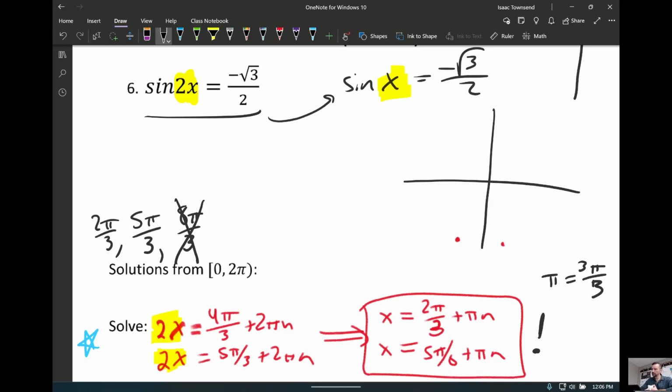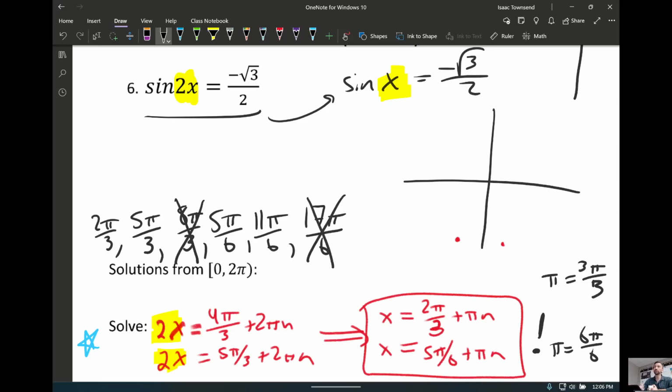So 5 pi over 6 is an answer. But if you add pi to that, as a common denominator, that's like 6 pi over 6. So 5 pi over 6 plus 6 pi over 6 would be 11 pi over 6. Since that's between 0 and 2 pi, we have to include that as one of our answers. Add pi again. 11 pi over 6 plus 6 pi over 6 would be 17 pi over 6. Is that between 0 and 2 pi? No, because 2 pi would be 12 pi over 6. So that one's too big, and I know I have exhausted the bottom formula.